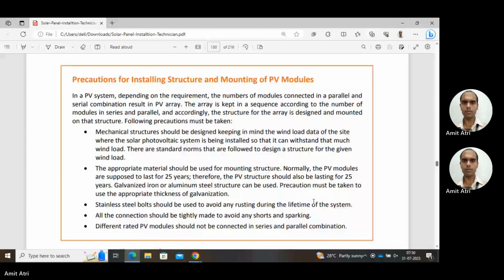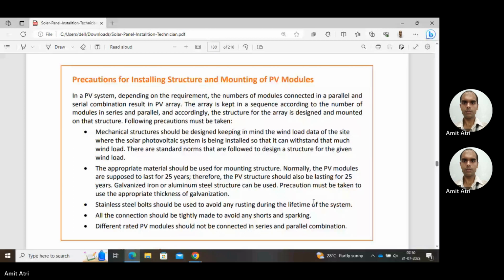Okay, now all the connections should be, this we have discussed. Different rated PV modules should not be connected in series and parallel combination. The ratings, because that will directly affect the total output obtained from the panels. In series combination and parallel combination, the rating of the modules should be in proper synchronism. If one is more, one is less, then we will not be connecting it with other modules. They should be similar. The rating should be up to the same specified level which we want as an output.